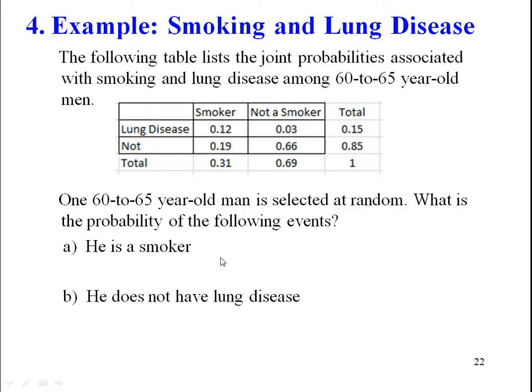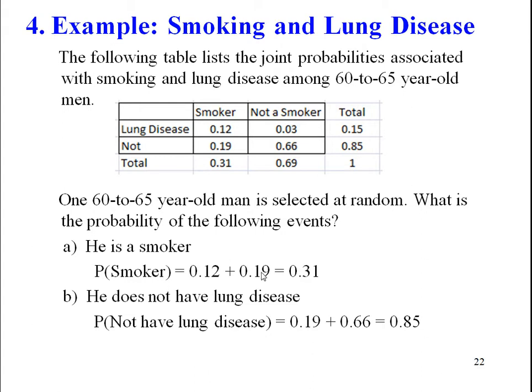So we can ask some basic probabilities. What's the probability that a randomly selected guy is a smoker? Well, you just add up these two, and you get 0.31, right? And what's the probability that he does not have lung disease? Not have lung disease, this one right here, you add up those two, and you get 85%.